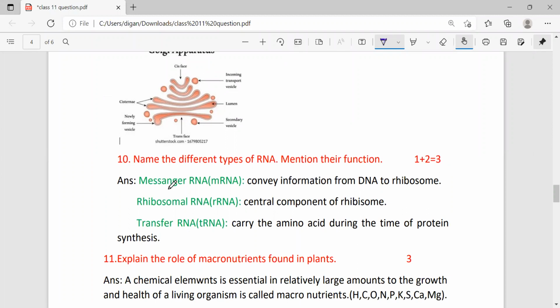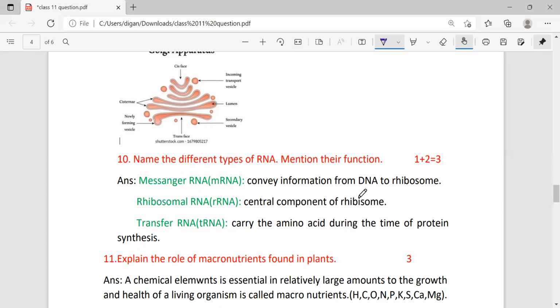First one is messenger RNA, or mRNA, and it conveys the information from DNA to the ribosome. M means messenger, that's why it carries a message. Next one is ribosomal RNA. In short form, it is known as rRNA, the central component of the ribosome.